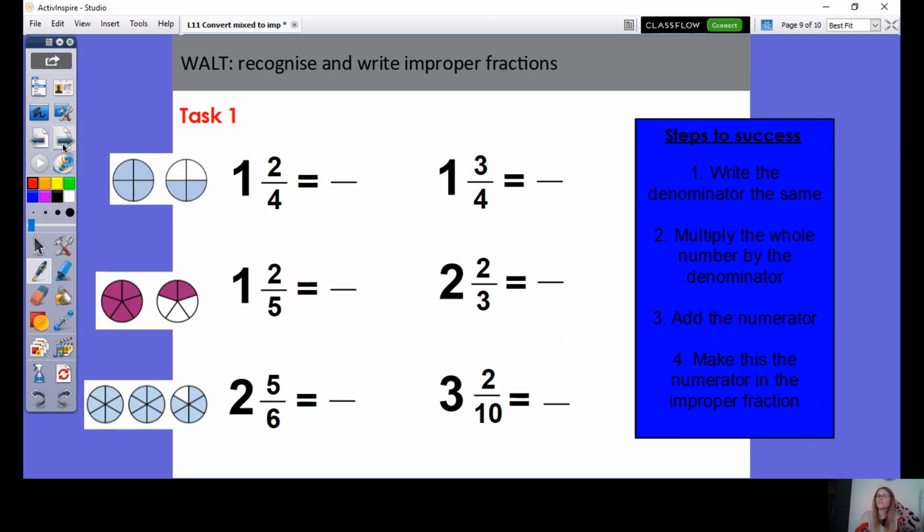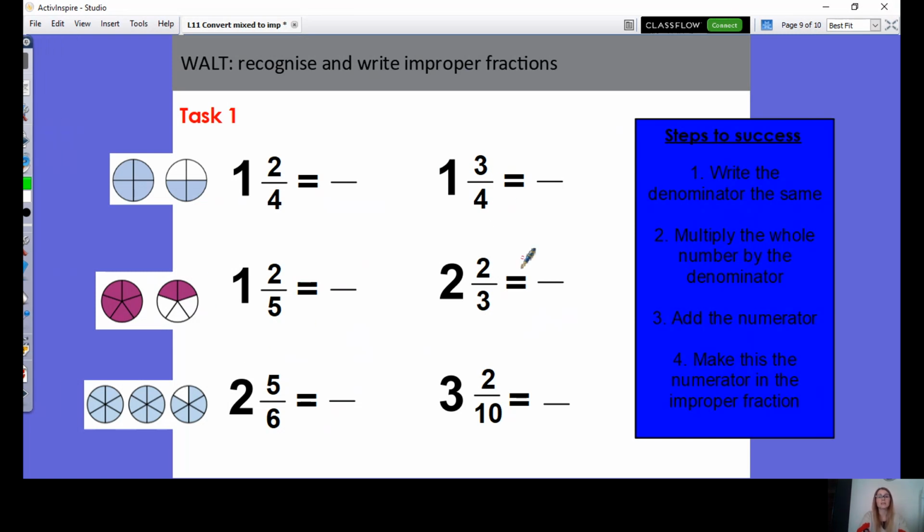Okay, so you've got a few questions on your screen now. Some of them have the representations to help you to check, and some of them don't. So start with the ones on this side first. Try and use the steps, but then you can check your answer using the pictures. If you're not feeling confident, it's absolutely fine if you just want to count the parts like we did in our Do Now, but do try and have a go with the steps as well. And then you can have a go at the questions on this side, just using the steps because you haven't got the pictures there to help you.